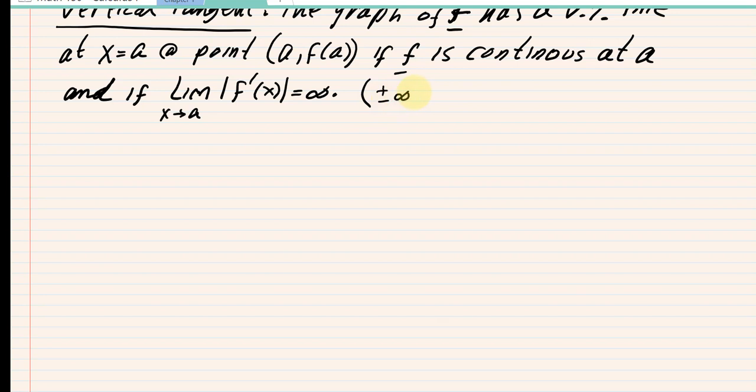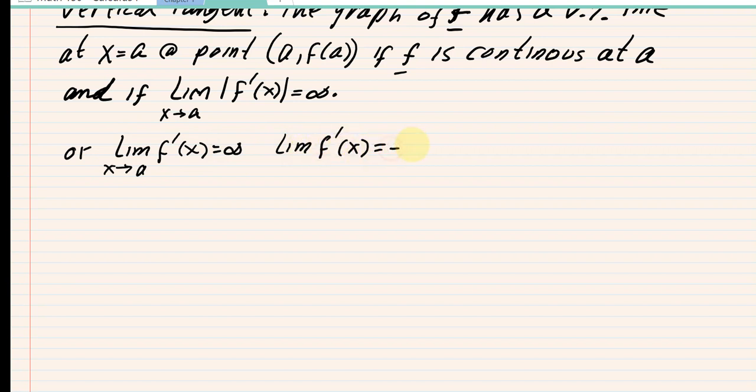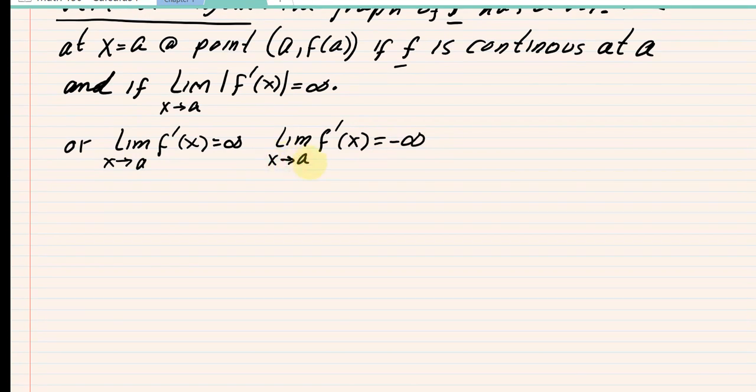This also works, for the purpose of what we do, with plus or minus infinity. Actually, let me write these separately, because here I looked at the absolute value of the function, so that's always infinity. Or we can also say that the limit as x goes to a of f prime of x is infinity. That means it has a vertical tangent, and if the limit of f prime of x equals negative infinity, it also means it has a vertical tangent. It has to do with the direction in which the tangent line is becoming perpendicular.